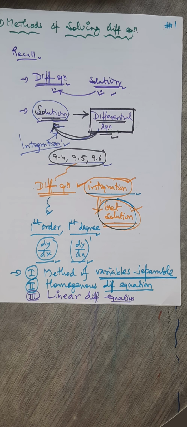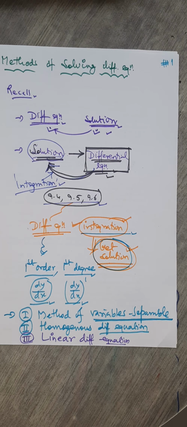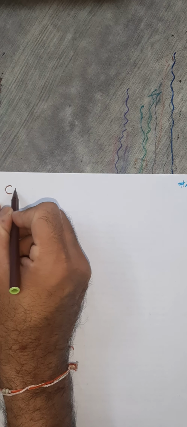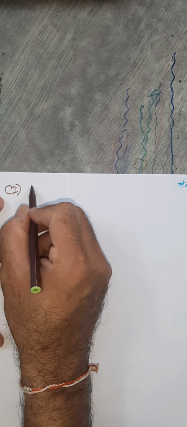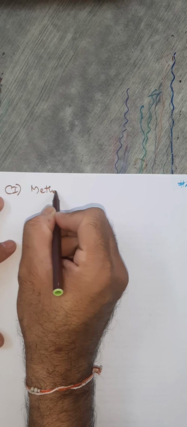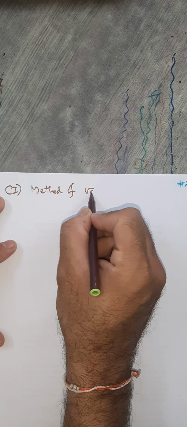Okay, so we'll go for the first method, the method of variable separable, and that is the next exercise, 9.4. Before I go for exercise 9.4, let me just tell you what this method is. So the first method is the method of variable separable.